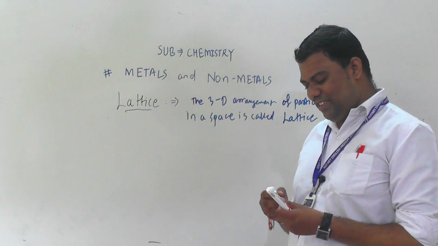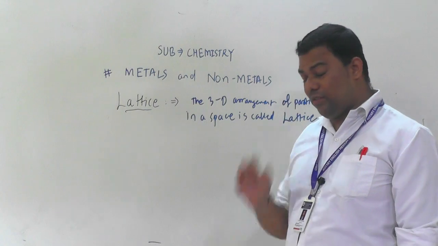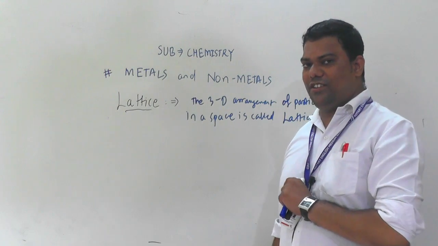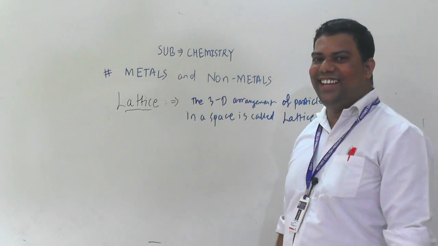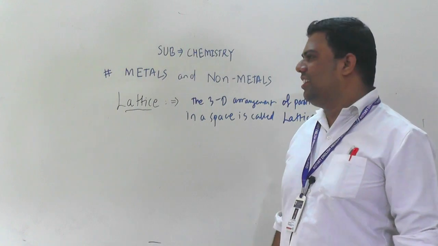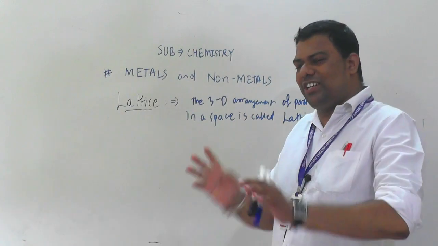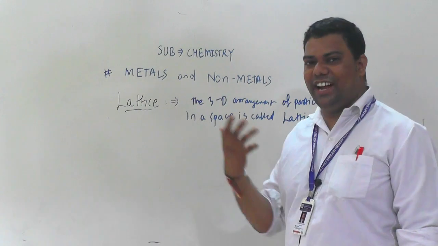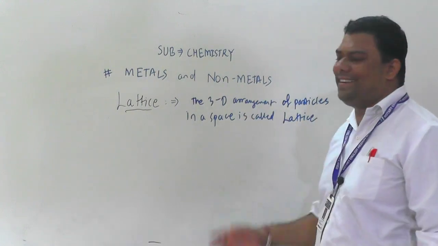Okay, so basically your NaCl, suppose you saw your NaCl. One mole of crystal of NaCl, what is the arrangement? It is octahedral. Understood? So it is a part of your higher studies. Suppose you are going to discuss the depth of that crystal, so many crystals are there, for the depth study. So the 3D arrangement of particles in space is called lattice.